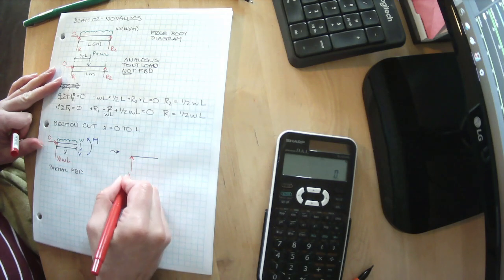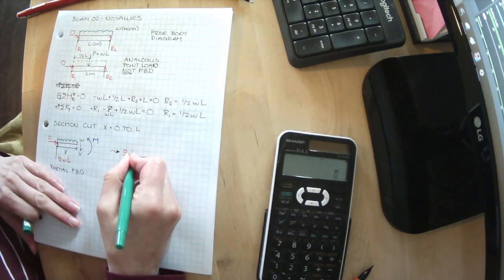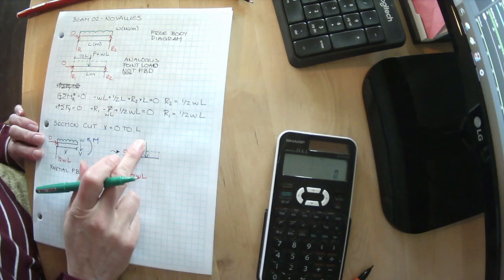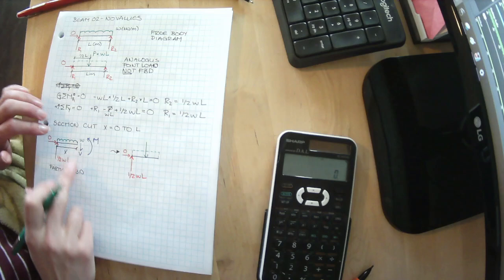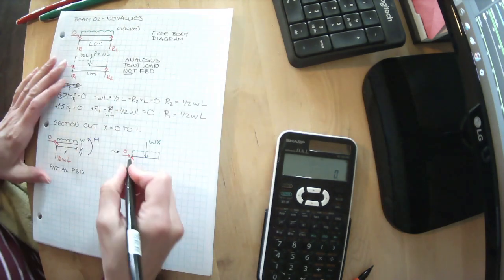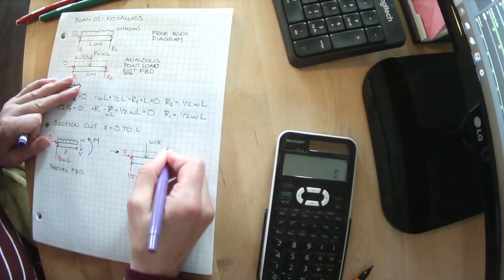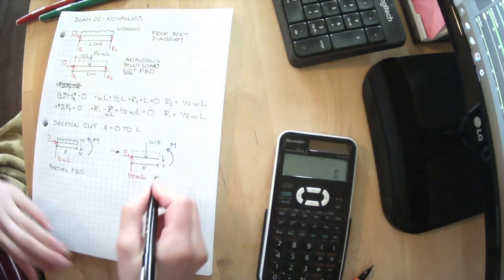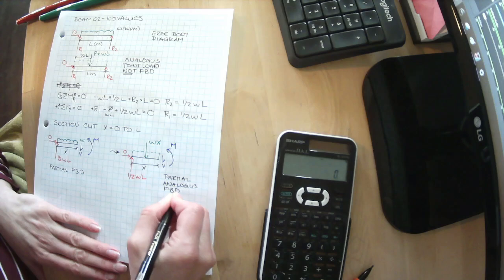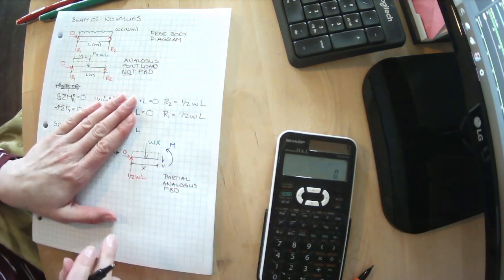Same thing we did before, we still have our 1/2 WL, and that is 0. We need to know what that force is. Well, that force is this length times W, or WX. This distance is X, and we want to know what internal shear and moment is stopping this thing from moving around in space. So this is our partial analogous free body diagram.